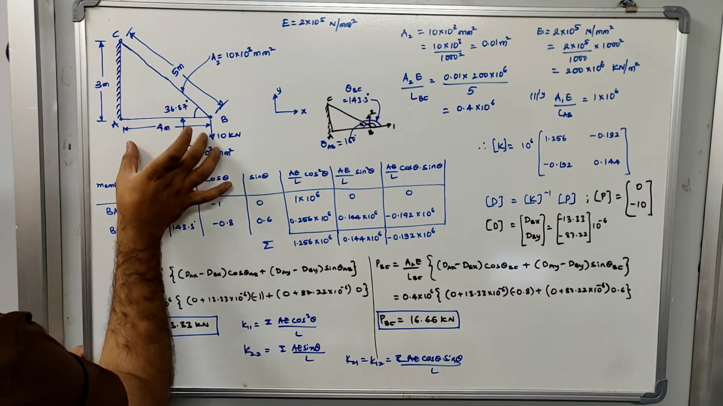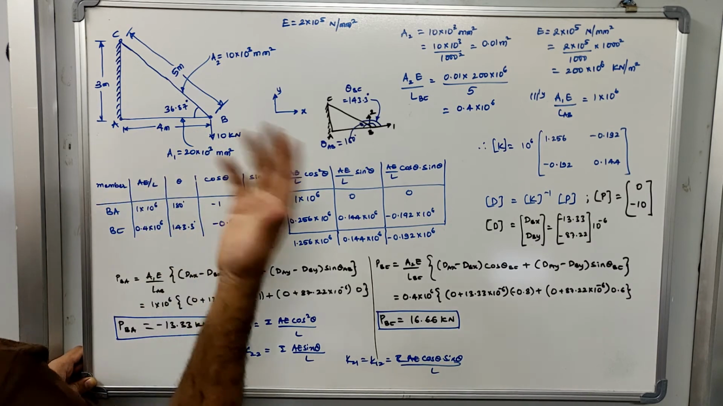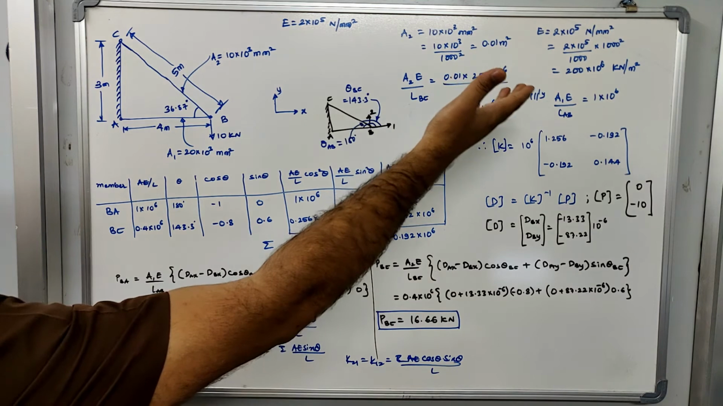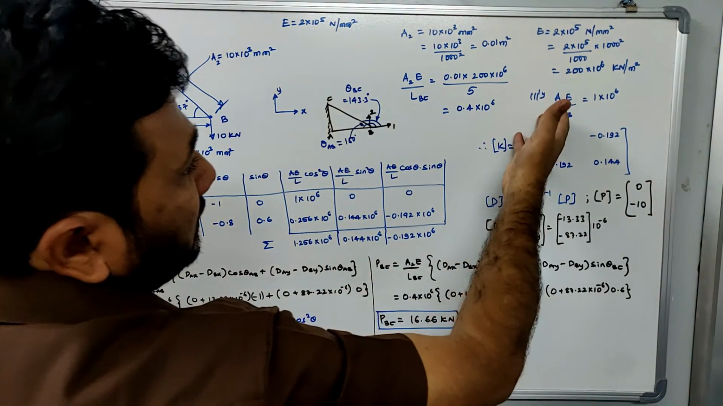Similarly, we can solve for the first member, which is BA. The length of the member BA is 4 meter, and the A value, as we know, is 200 into 10 raised to 3. You have to convert that into meter square. As we already know, the E value is converted into kilonewton per meter square. You substitute those values in this equation and solve it.